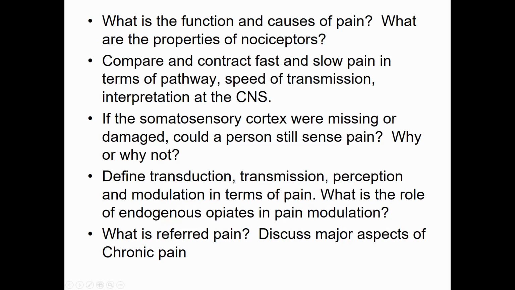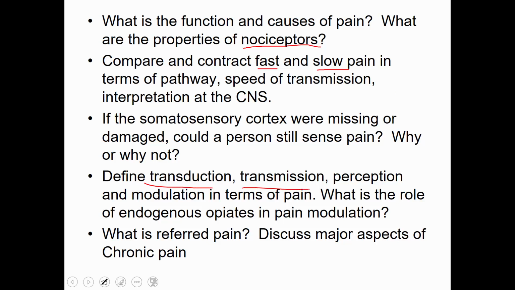Here are our learning objectives. What is the function of pain? What causes pain? And what are the properties of nociceptors? We want to compare and contrast fast and slow pain in terms of pathway, speed of transmission, and how it's interpreted in the central nervous system. If the somatosensory cortex were missing or damaged, could a person still sense pain? The answer is yes. It has to do with the thalamus, and we'll get to that later in the lecture.